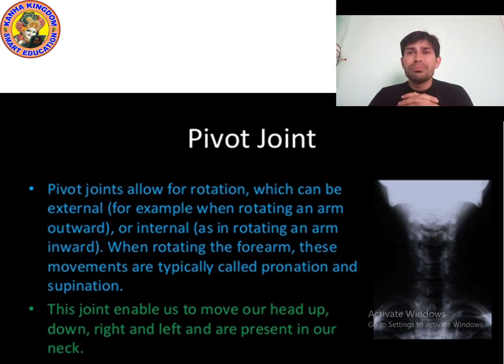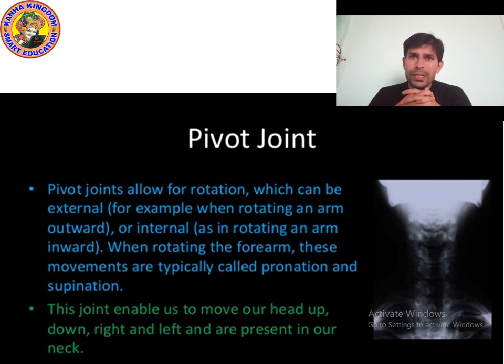So pivot joint allows for rotation. That's why our neck can rotate because of pivot joint. Pivot joint allows for rotation which can be external, as you can see. I can easily rotate my neck.